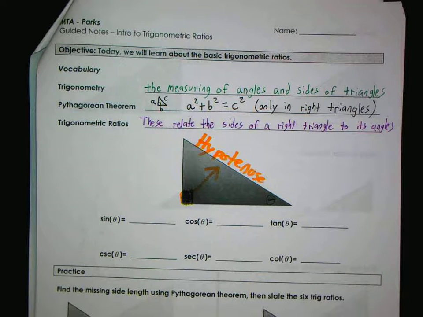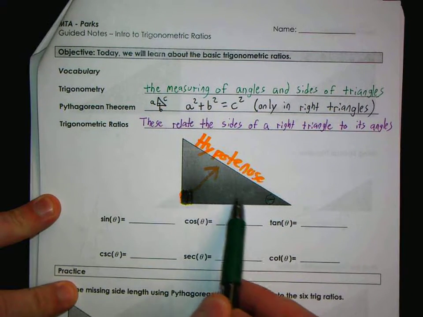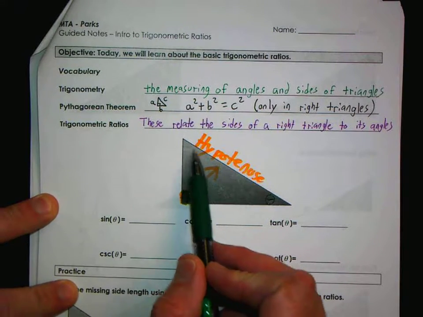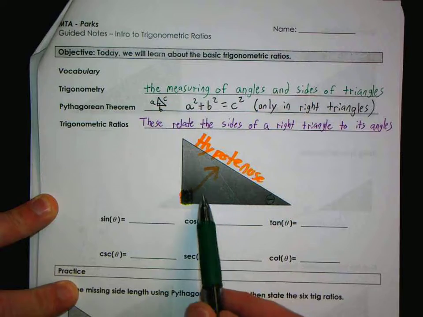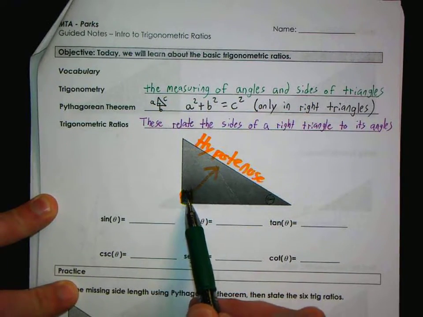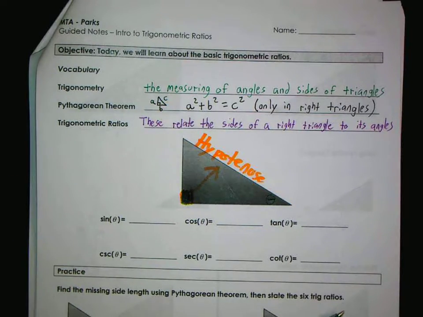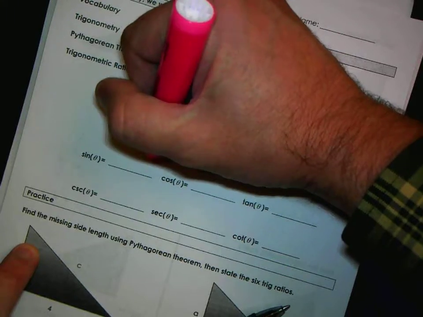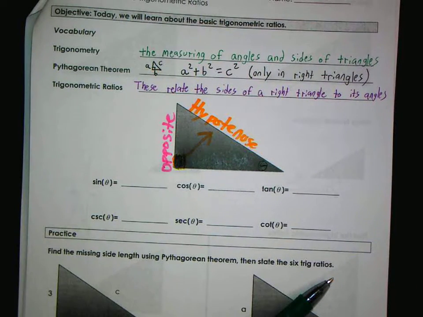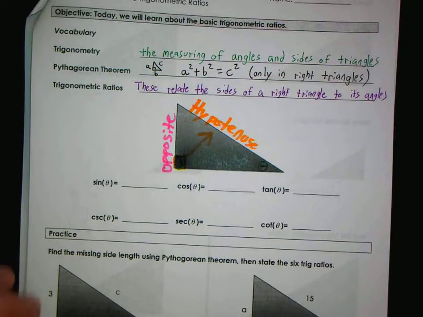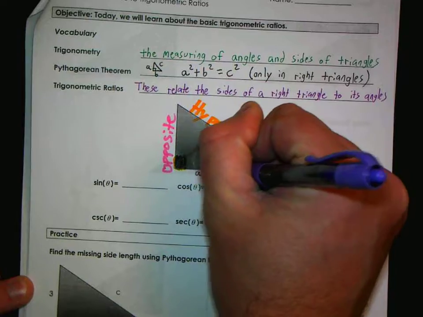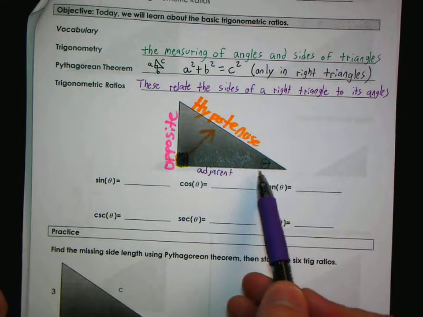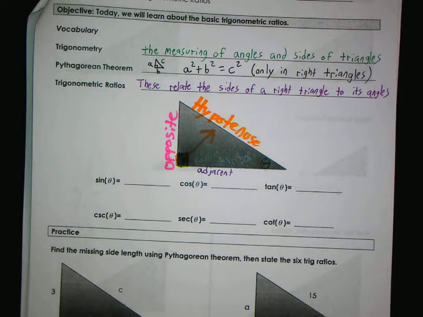But then we have two different words, and one is opposite and one's adjacent. And those depend on your reference angle. If this is your reference angle, then this is opposite. Does that make sense? And very rarely will you see them use this 90 degrees. So if this is our reference angle, that means that over here is opposite. And then the other one would be adjacent. And the word adjacent just means next to. It's the side that's next to that angle that's not the hypotenuse.